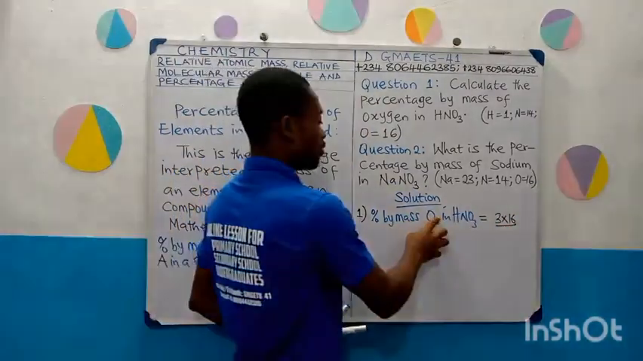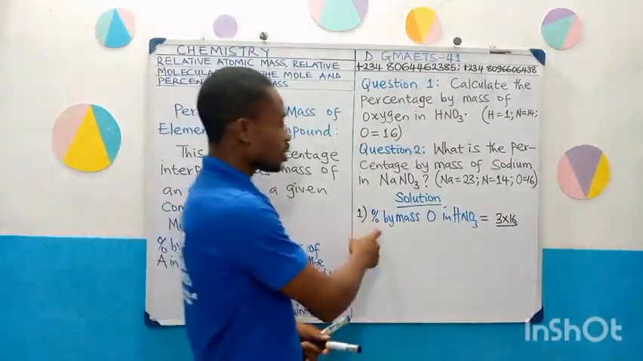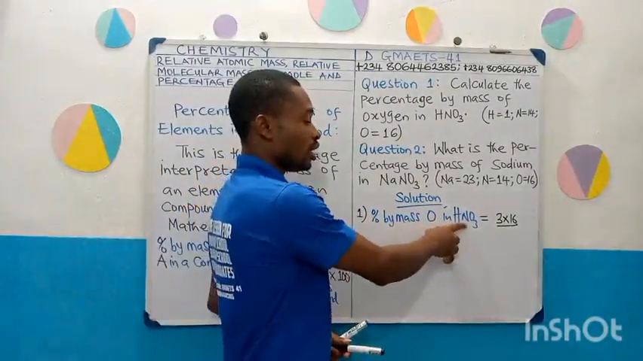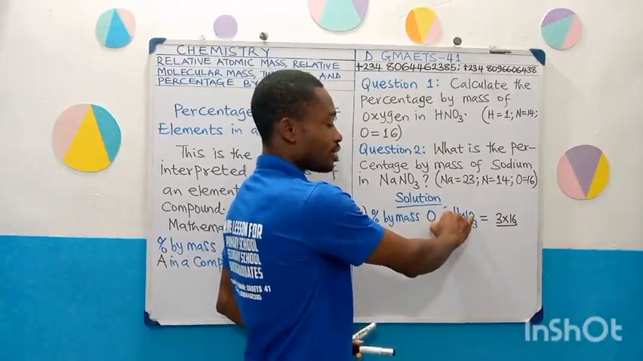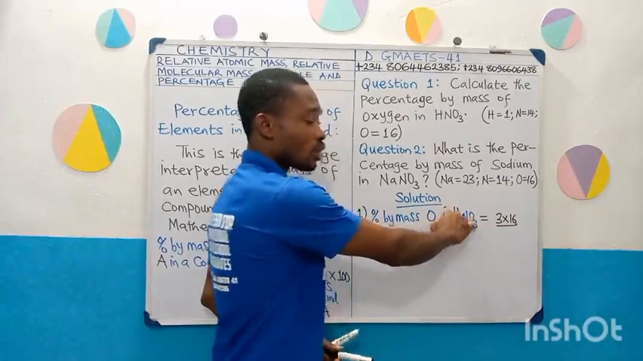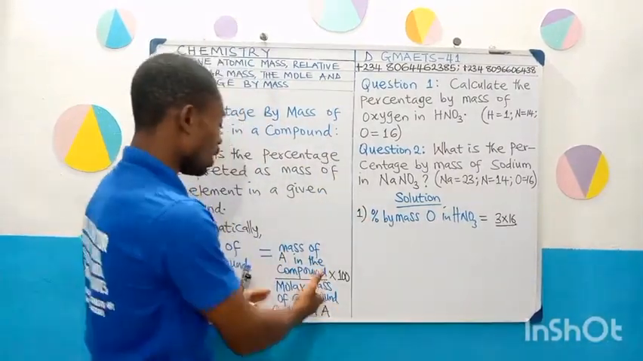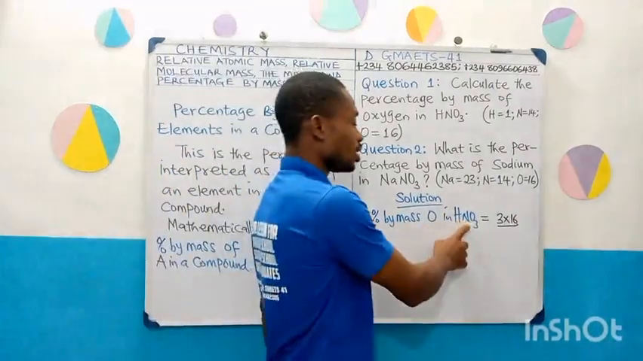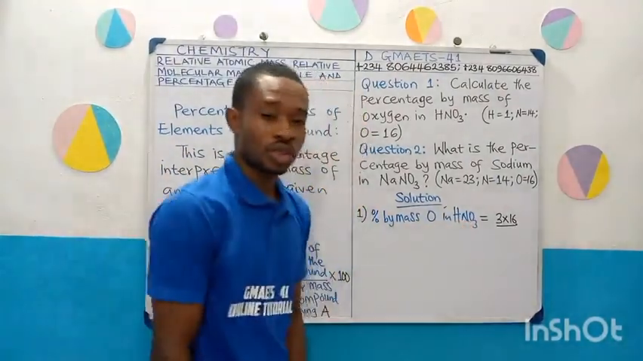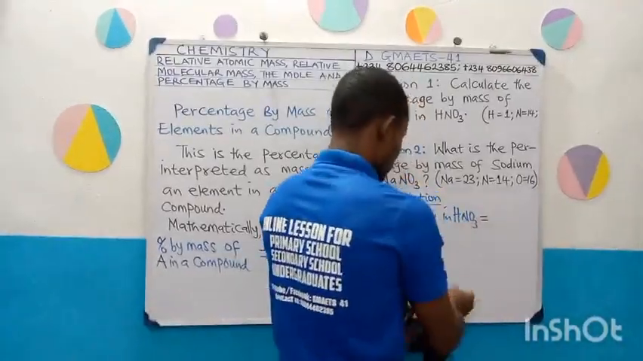Alright, let me remove these 2 here so you don't get confused. Okay? Percentage by mass of O, oxygen, in this acid is equal to the 3 atoms times the relative atomic mass of oxygen, which is 16. Then we are going to divide it by the molar mass of the compound containing A. The compound containing A is trioxonitrate 5 acid. So let me bring down the calculation here.